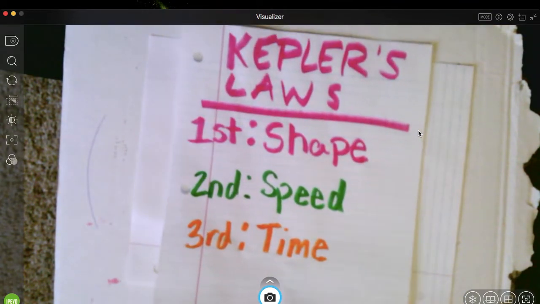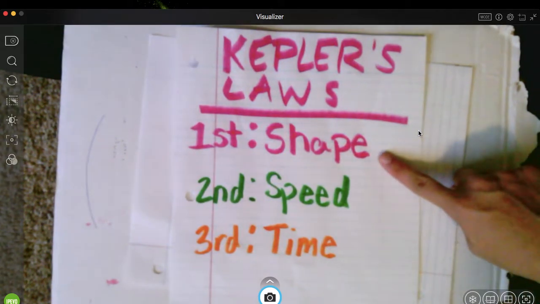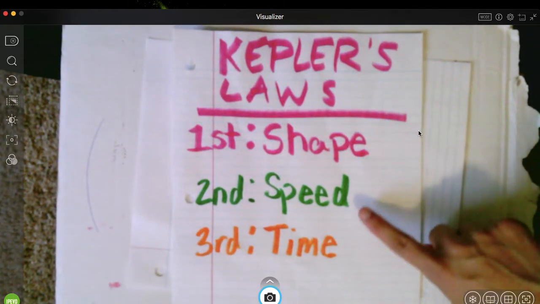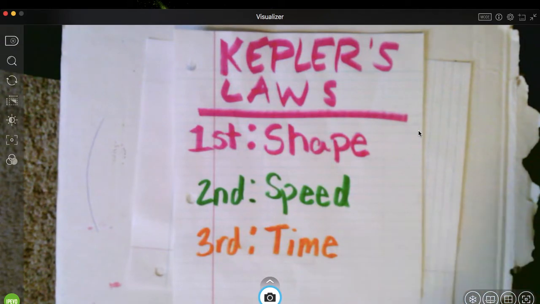Alright, so the first thing I'm going to show you is this little piece of paper that really, if you boil everything down, this is what Kepler's laws are all about, okay? The first law is about the shape of an orbit. The second law is about the speed of an orbit. And the third law is the time it takes for a planet to go around its orbit. All right, so I wanted to show you examples of all three of these things, okay?